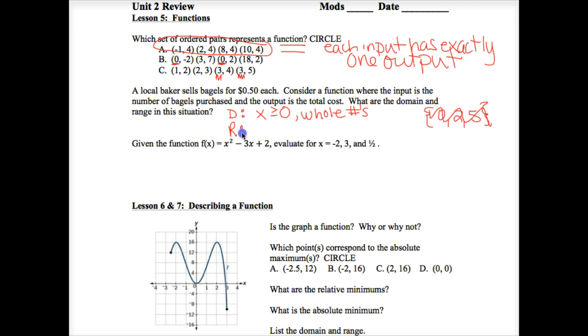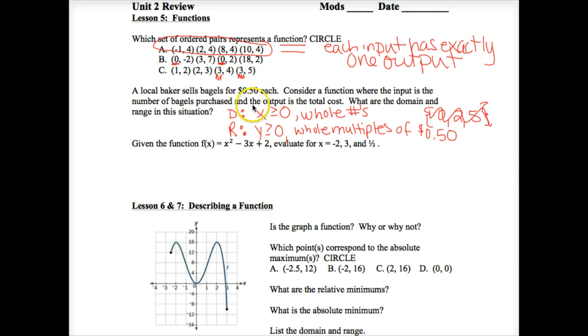For the range, they cost 50 cents each, and the range is the total cost. So you could be charged $0 if you don't buy any bagels, then 50 cents, then $1, then $1.50, then $2. So we would say y is also greater than or equal to 0. It's also whole, but it has to be a multiple of 50 cents. So there's that.